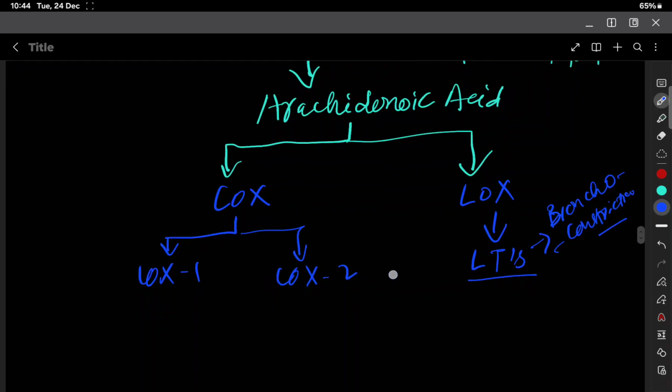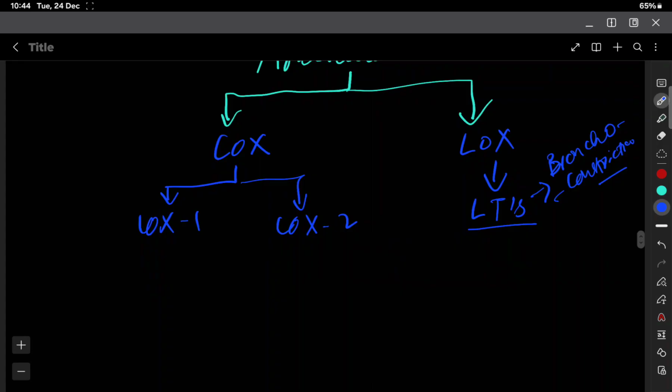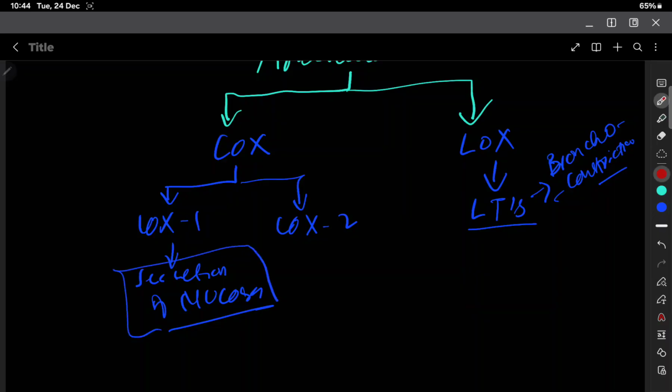Then there is COX first and COX second. COX first helps in the secretion of mucosa, which is important for our stomach because it protects our stomach from the acid. I will add one term here: it is beneficial for us. COX first is very important because it has a protective action. It helps in the secretion of the mucosa and prevents the stomach from ulceration.